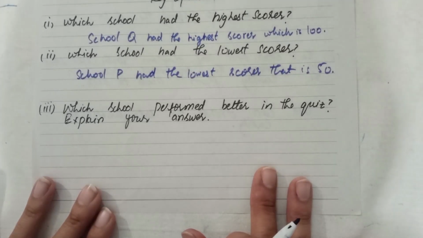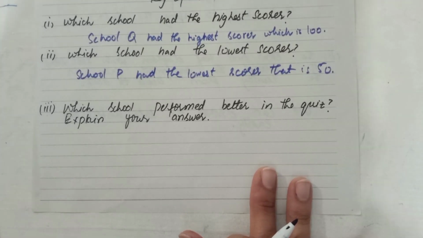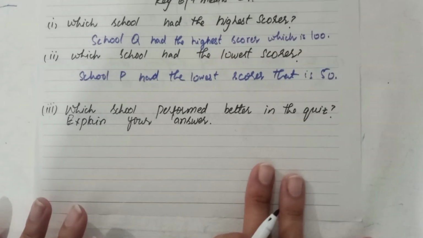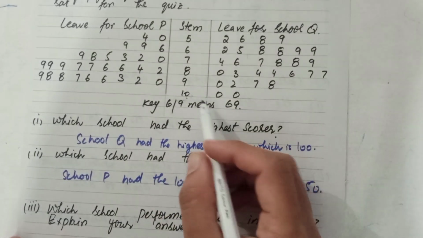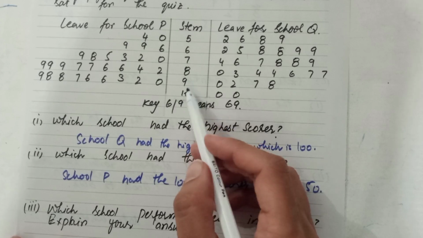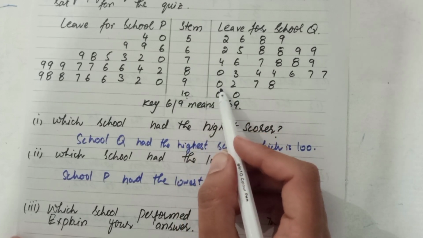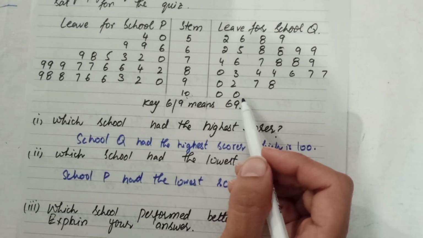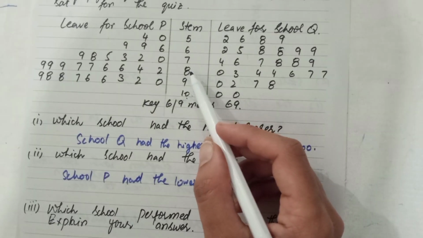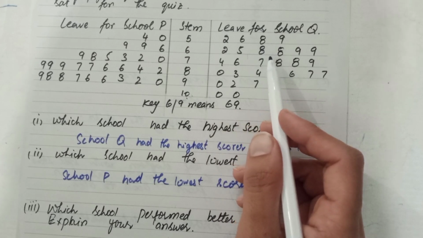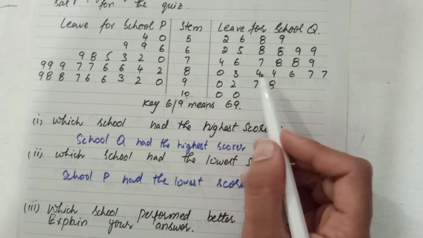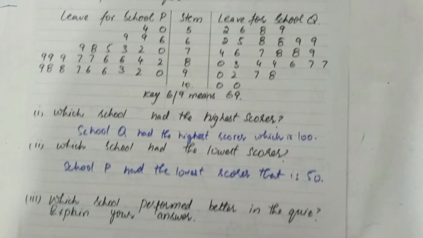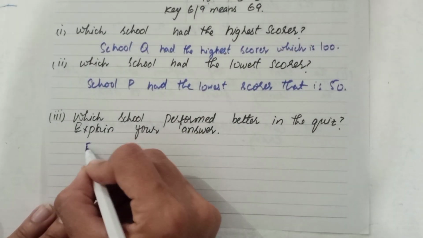Now students, part three. Which school performed better in the quiz? Explain your answer. I take the students who got marks above 80 from school Q. These are 1, 2, 3, 4, 5, 6. These are 6 students for school Q. For school P, the students who got marks 80 and above are 1, 2, 3, 4, 5, 6, 7, 8, 9, 10, 11, 12, 13. These are the 13 students.